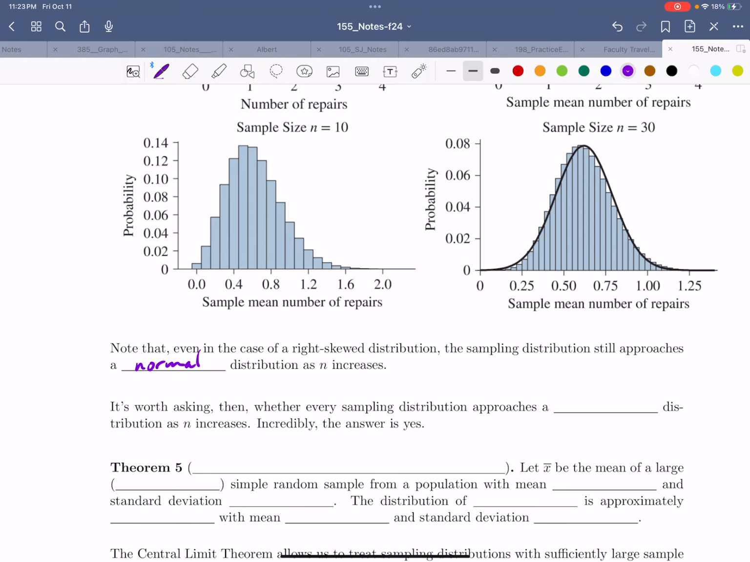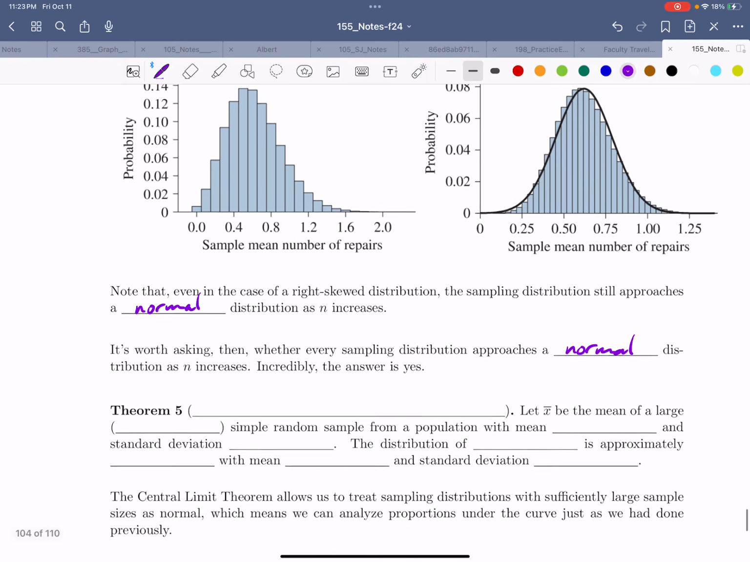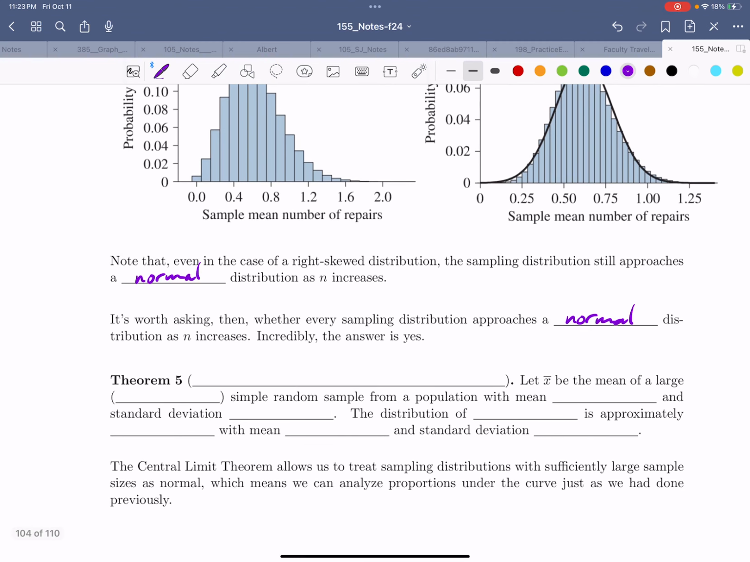So then, of course, you could say, well, does this happen with every distribution? And the answer is yes. No, we will not prove this here. Take math stats if you'd like. This is called the Central Limit Theorem.